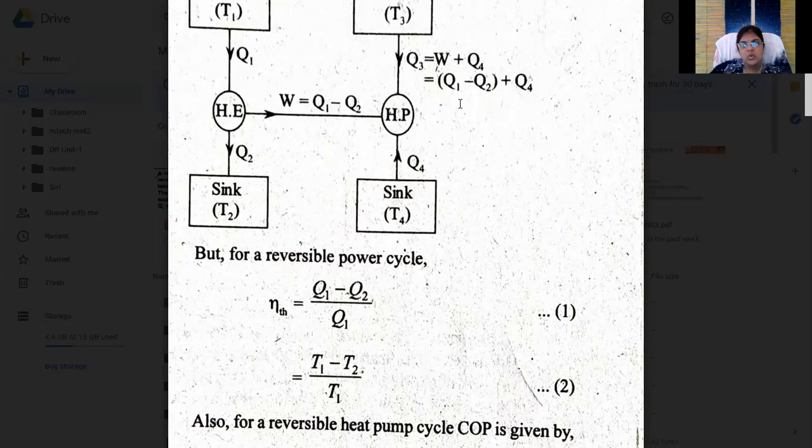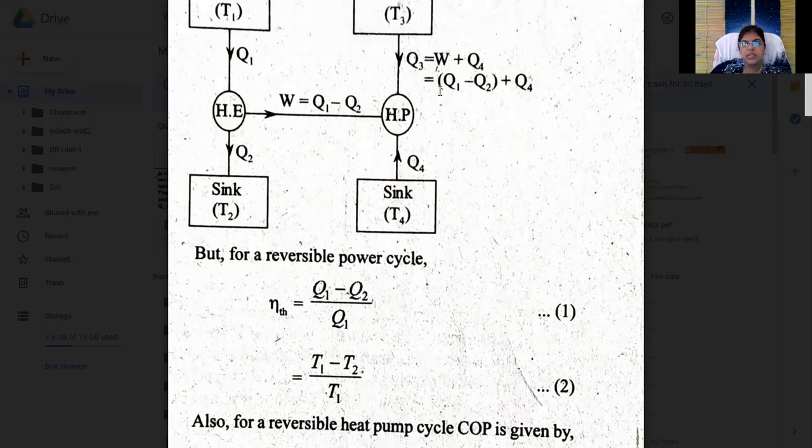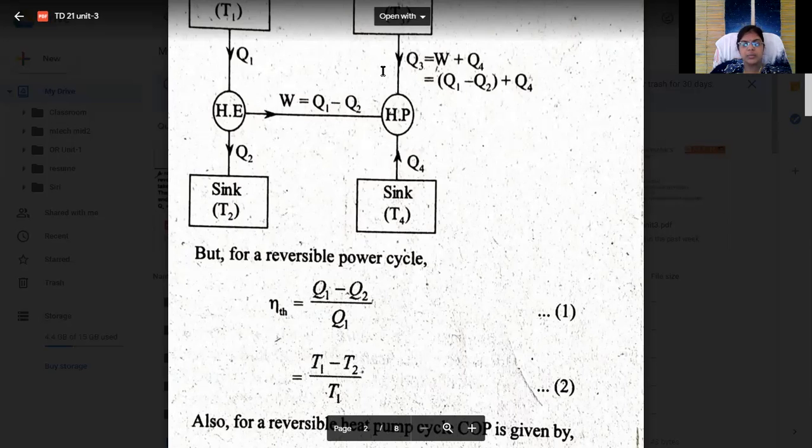That is the COP. So whenever we consider a heat pump, our desired effect is at T3. Between T3 and T4, whenever we have the higher temperature, T3 is the higher temperature. So at that place we will get the heat, the desired effect.